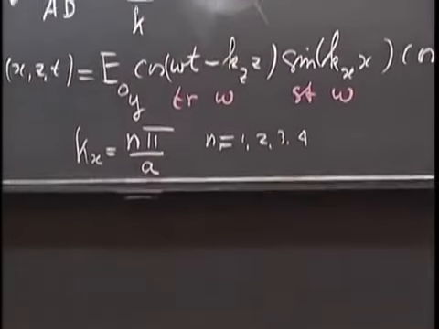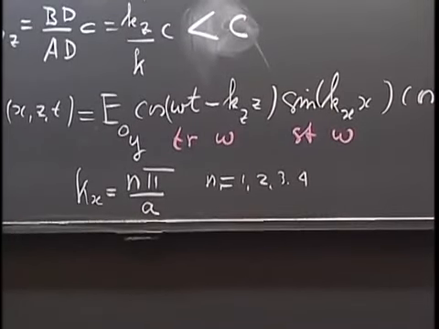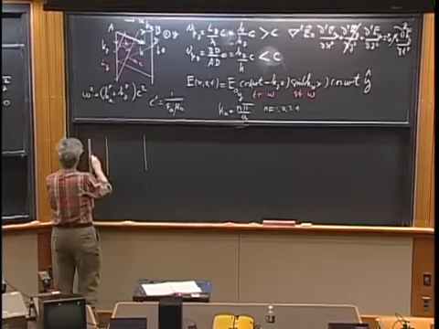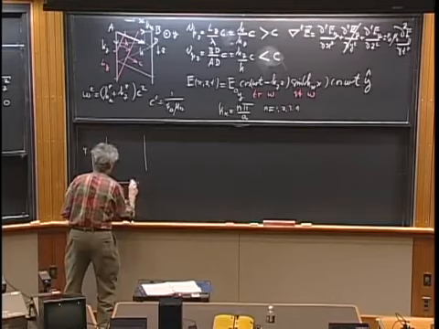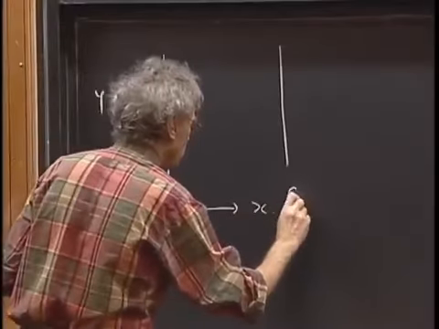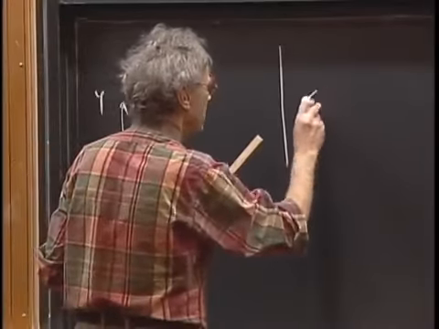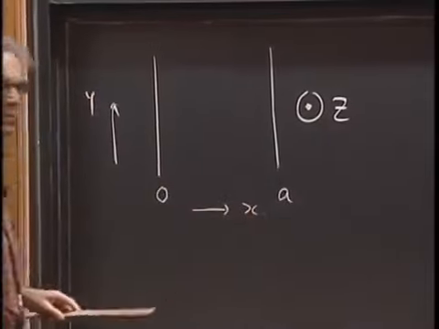And if we now look in a different direction, so I make another cross section. So now this is y, and this now is x. So this is 0, and this is a. And the z direction is now coming straight out of the blackboard.